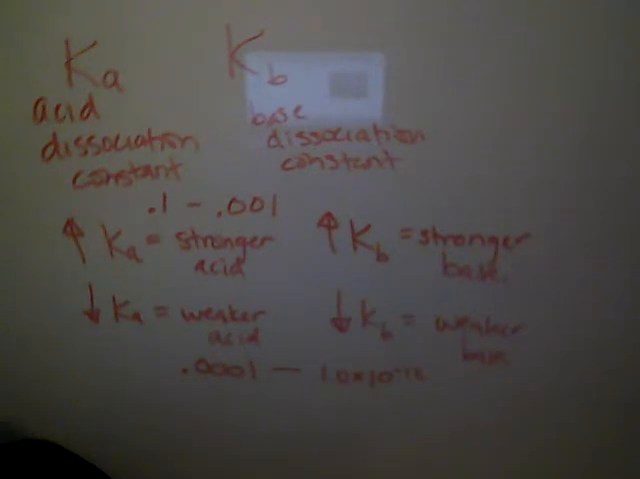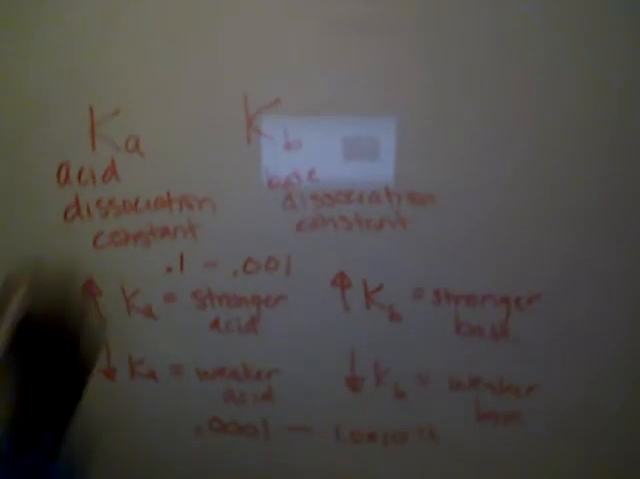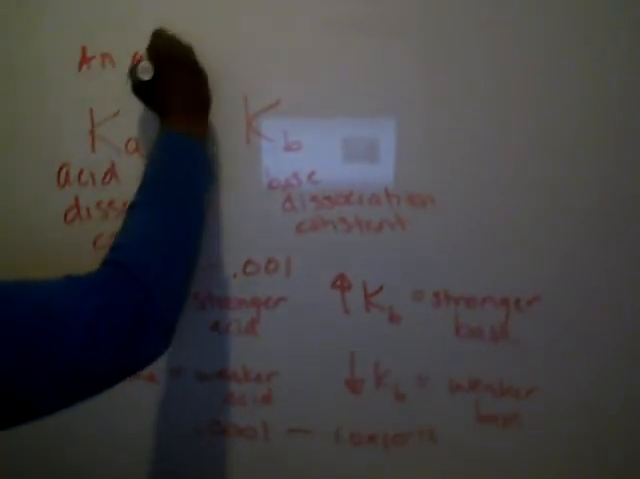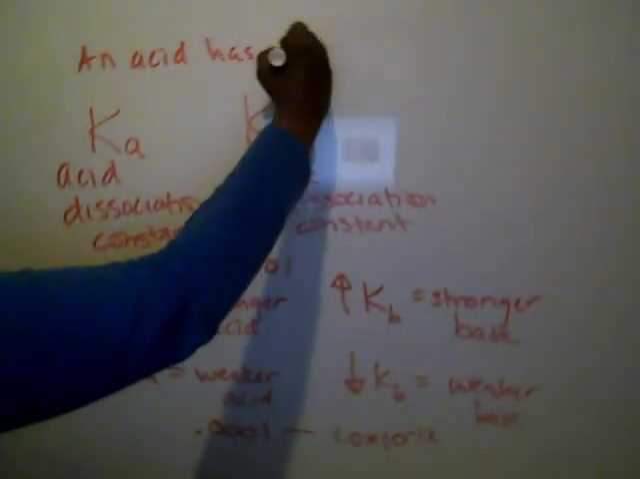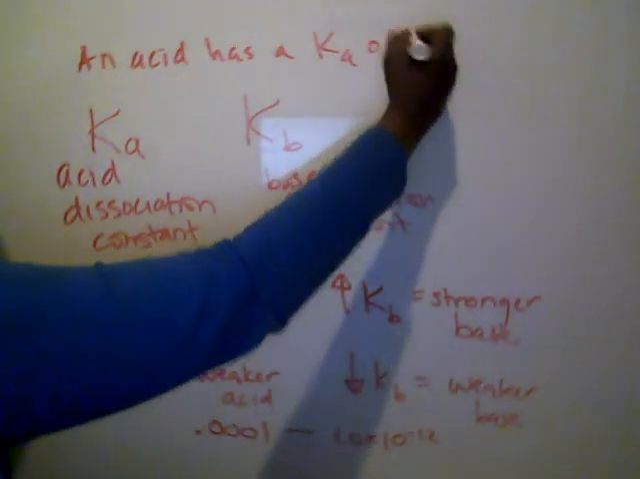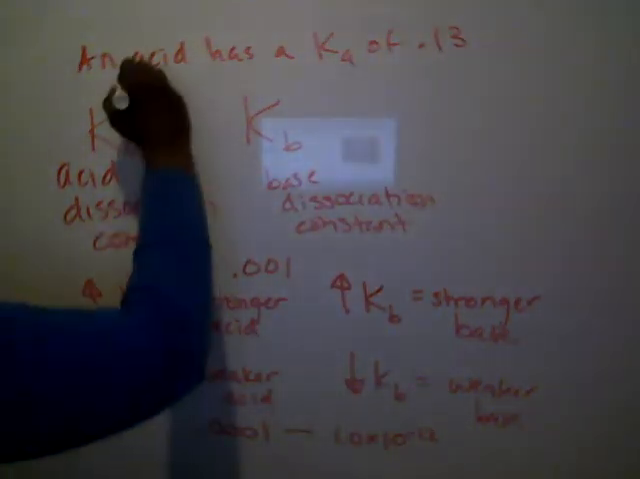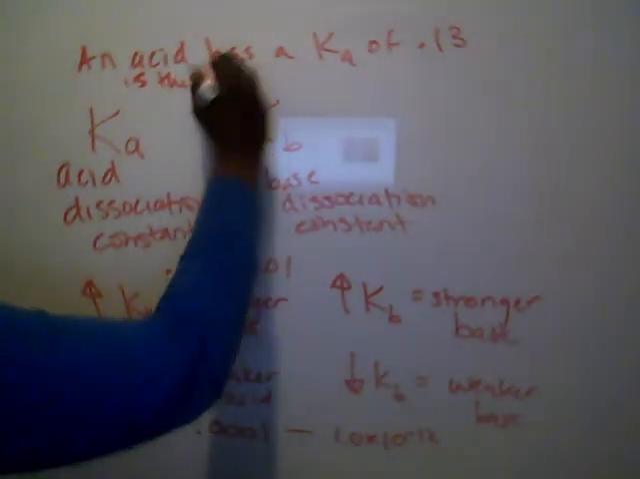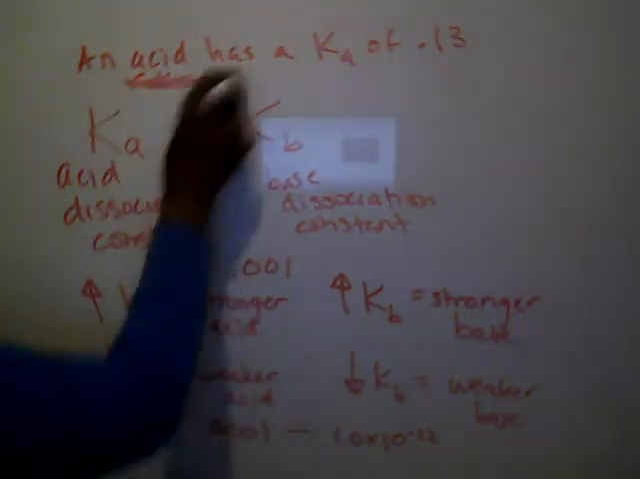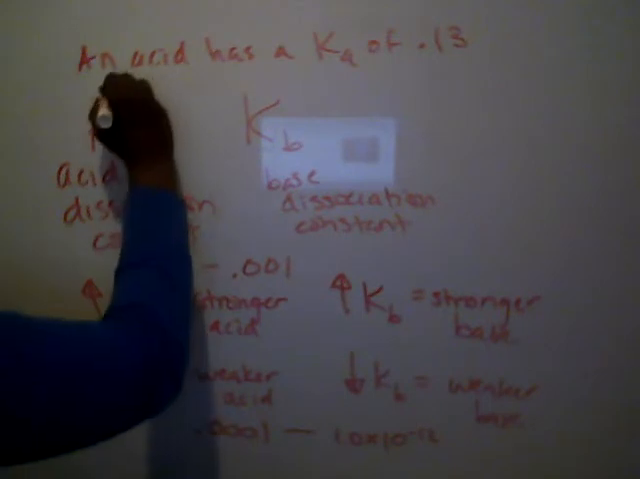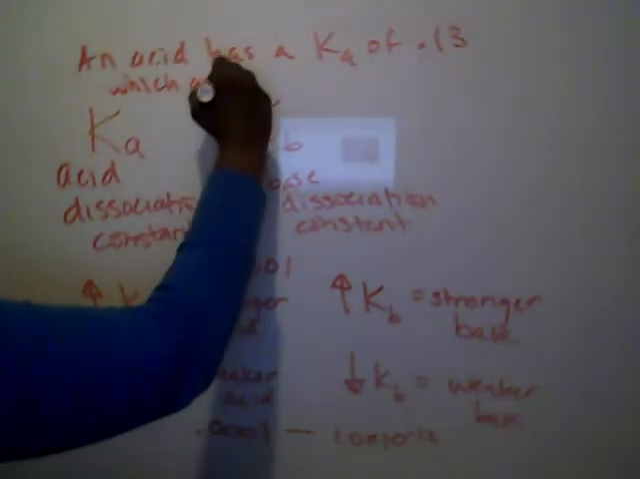So the type of question that you could get is they could say, you know, an acid has a Ka of 0.13. And they could say, which acid could this be?